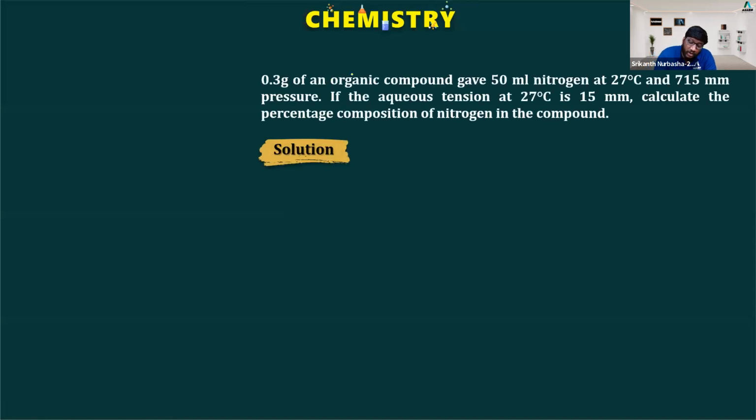0.3 gram of organic compound gave 50 ml nitrogen at 27 degrees Celsius and 715 mm pressure. If the aqueous tension at 27 degrees Celsius is 15 mm, calculate the percentage composition of nitrogen in the compound.